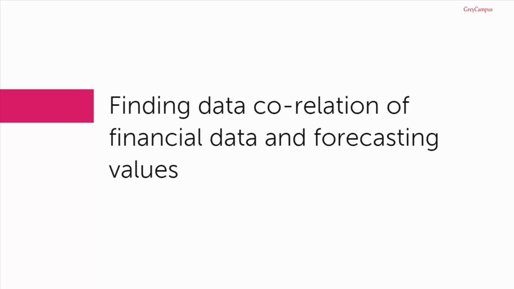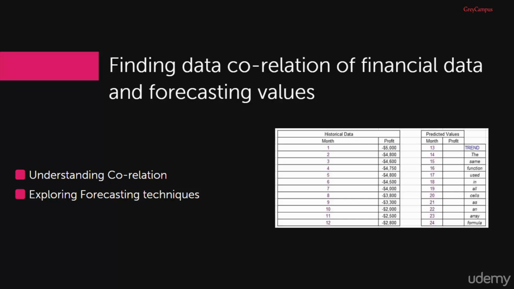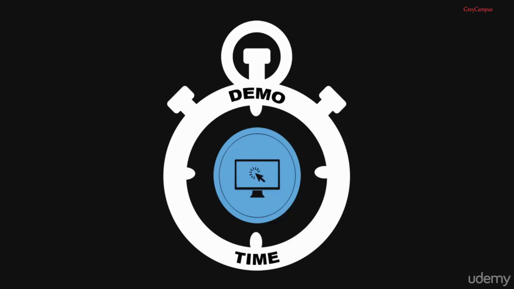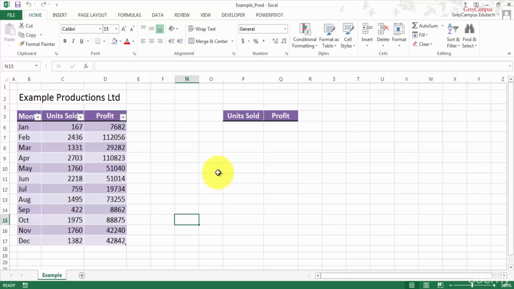We'll see how forecasting happens, how correlation works, which we have already seen. Let's see some forecasting things. In this particular example, we will try to forecast some data. So let's take an example.